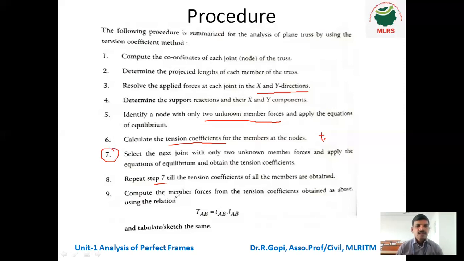Next, what is the final step? Compute the member force from the tension coefficients obtained, using the equation relation. That means capital T is equal to small t into L, which I already told in the previous slide. What is this AB? This is for the AB member, for example. So the tension force acting on member AB equals the tension coefficient of member AB multiplied by the length of member AB. So this is the important procedure for the tension coefficient method.